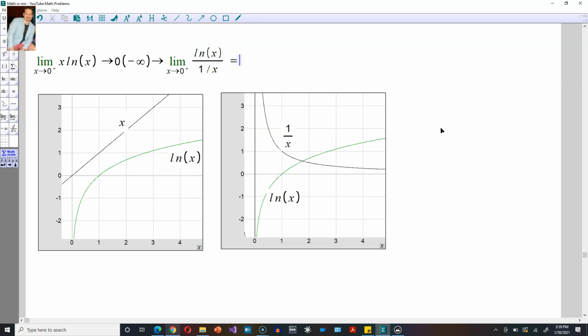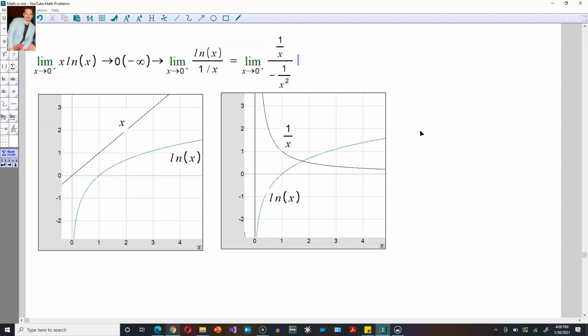And then from here you just differentiate the top and the bottom individually. So it's going to be the limit as x approaches 0 from the right side. When you differentiate ln, it gives you 1 over x in the top. And on the bottom, when you differentiate 1 over x, you get 1 over x squared, and there's a negative out front.